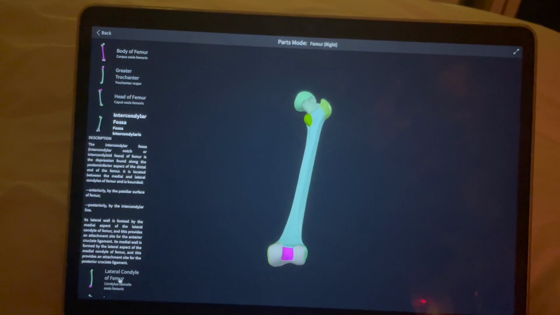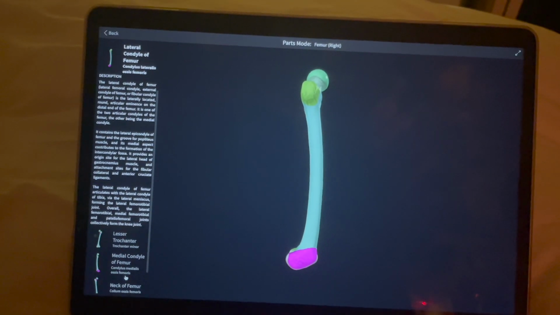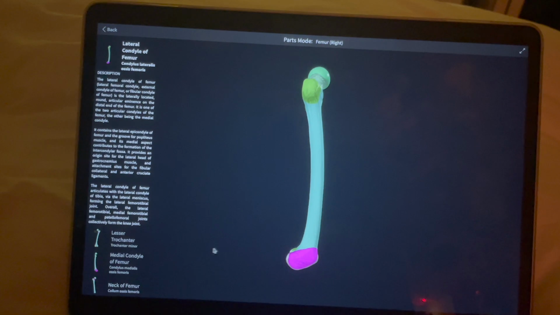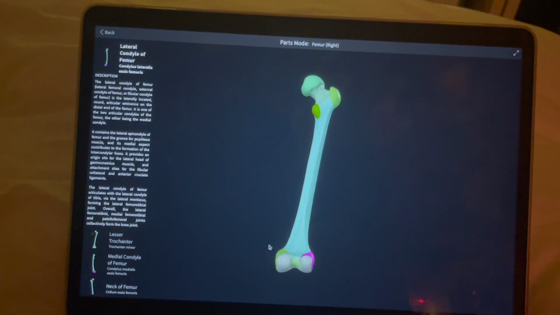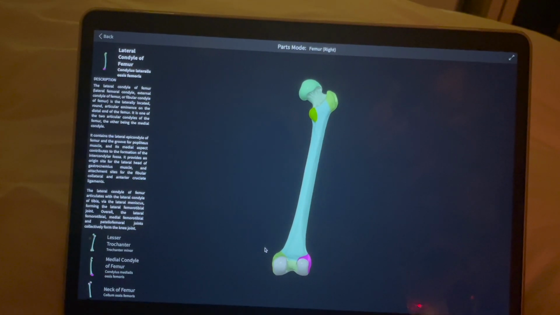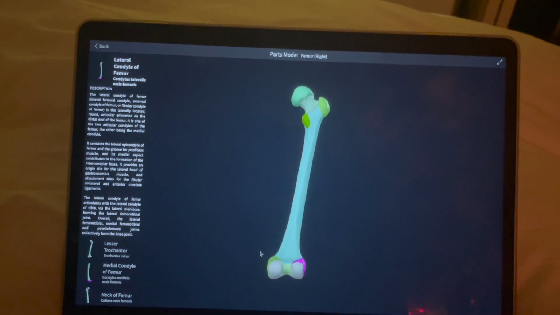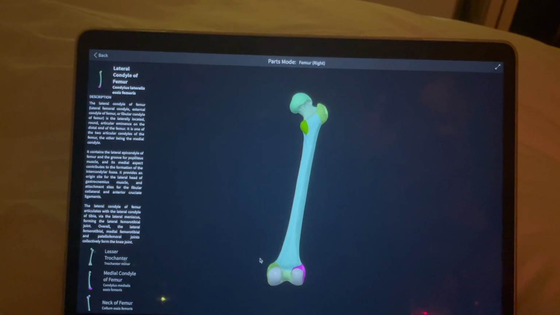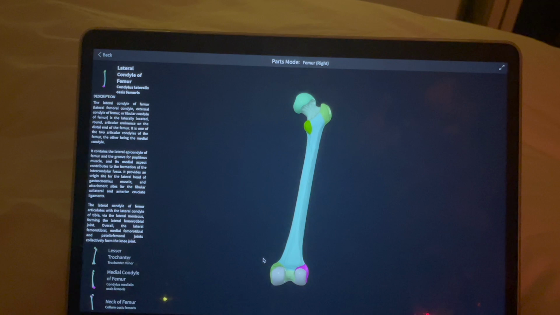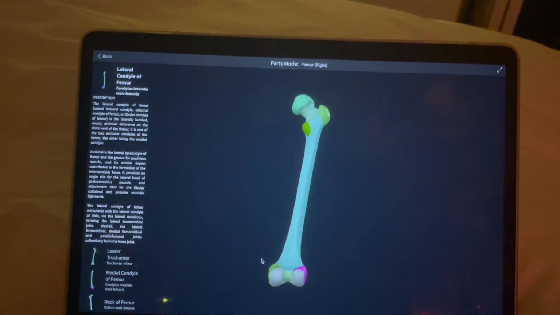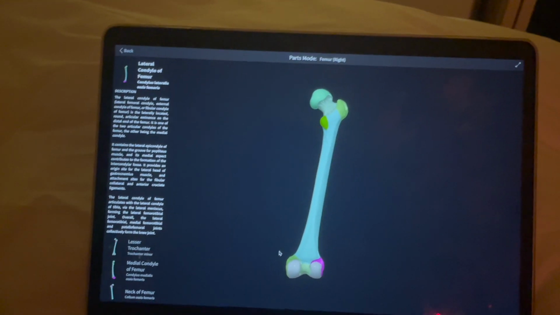We also have the lateral condyle of the femur. As you can see, it's going to be on that lateral aspect of the bone, and it is external. It's the external condyle of the femur, and it is laterally located. It's round, and it's an articular eminence on the distal end of the femur.